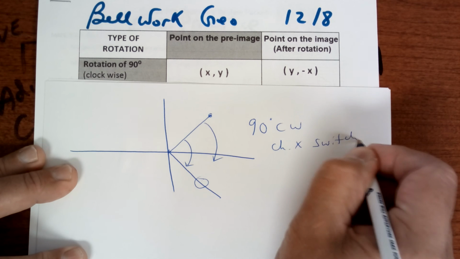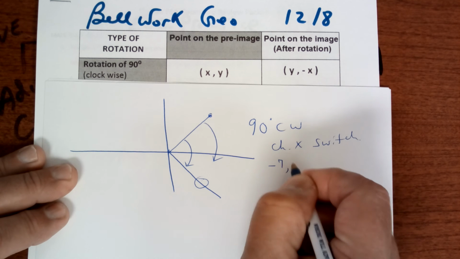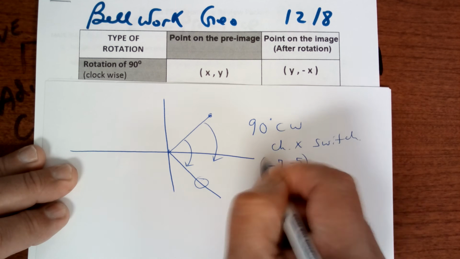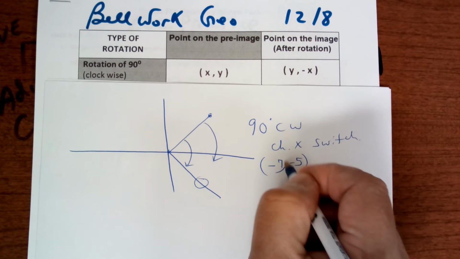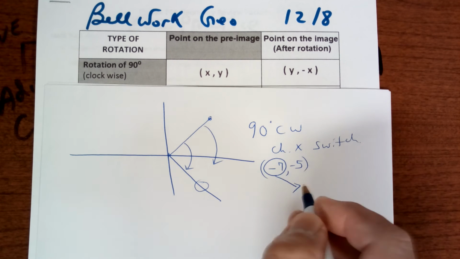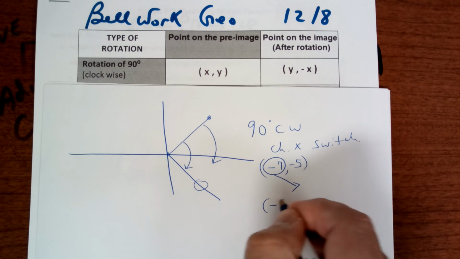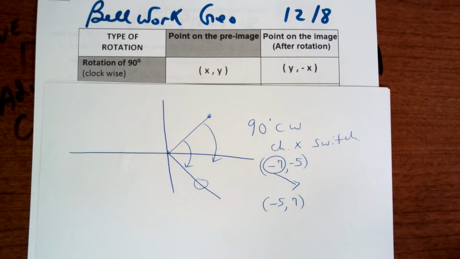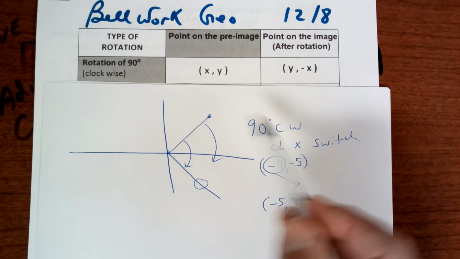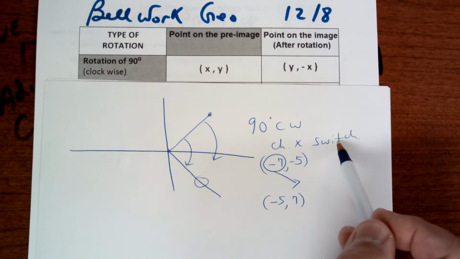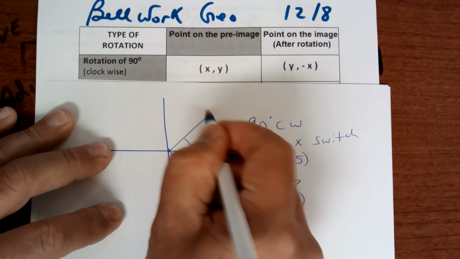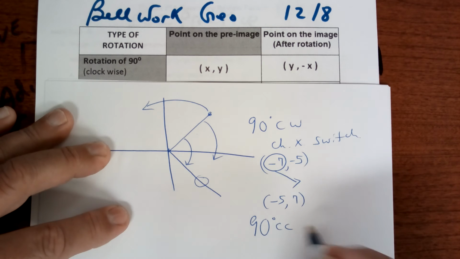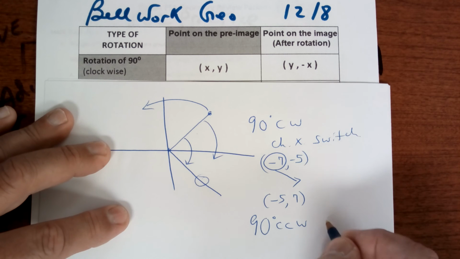So if the point is -5 and -7, let's say, or -7, -5, you would change this one and then switch it. So the new point would be -5 and +7. Okay, so just remember, if you go clockwise, you change the x and switch. If you go counterclockwise, that's the other way, that's this way. So counterclockwise, you would change the y and switch.